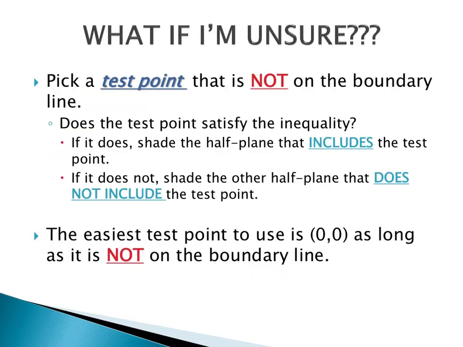If you're still not sure whether or not you shaded in the right region, then you can pick a test point. So pick a value in the region that you think should be in the shaded region. Do not pick a point that's actually on the boundary line, okay? So pick a point that should be in this shaded region and then plug it into the equation and see if it makes a true statement. If it makes a true statement, then we have picked and shaded the correct side. If it doesn't, then we need to shade the opposite side of the boundary line.